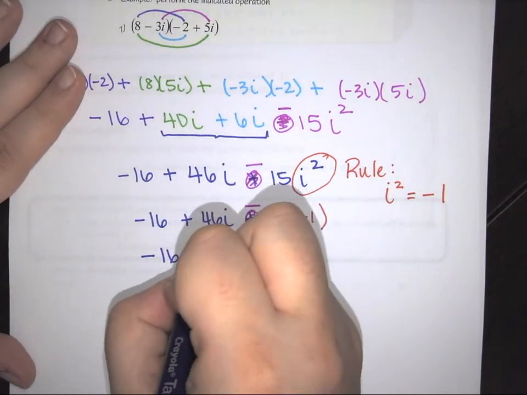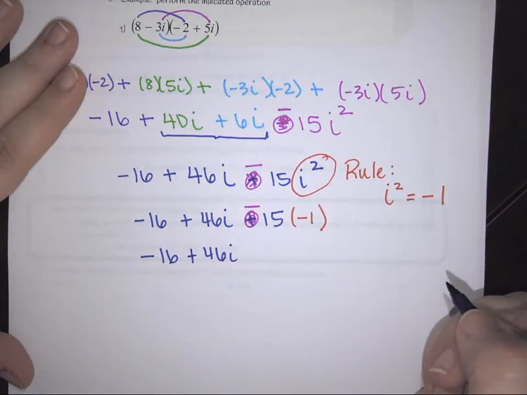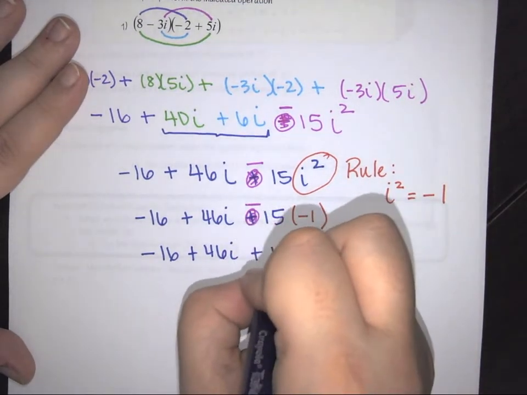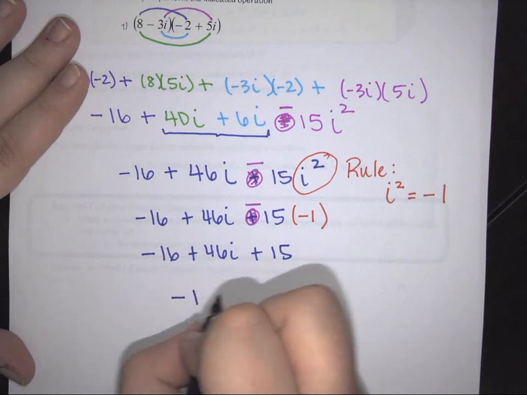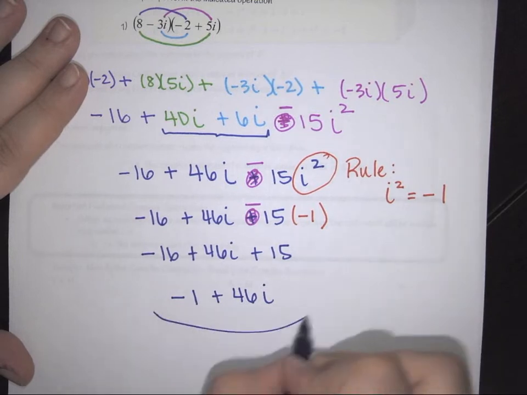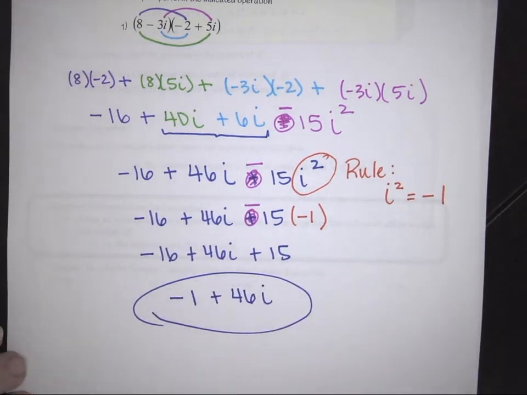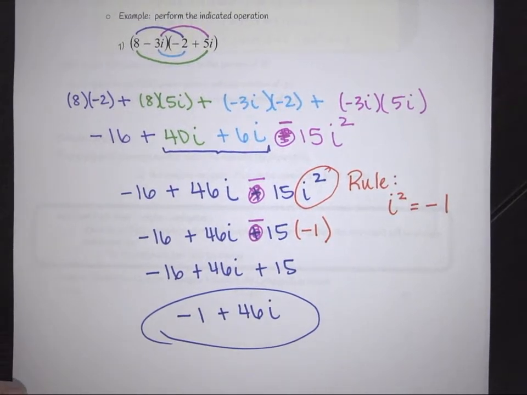So again, plus my 46i, and then this is negative 15 times negative 1, which makes it a positive 15, giving me an overall result of negative 1 plus 46i. And this would be my standard form. Okay, so I do apologize for that oversight.